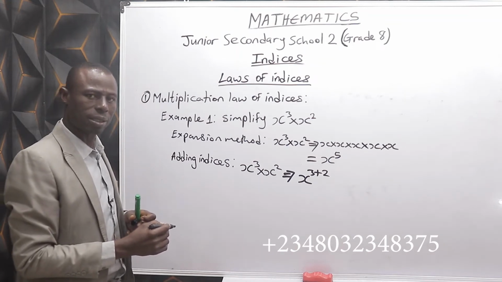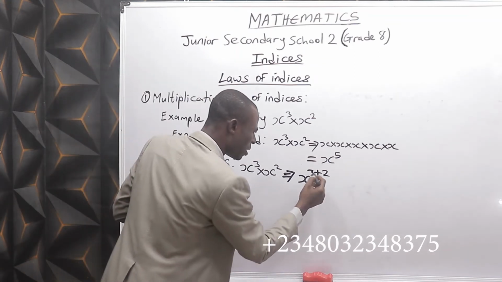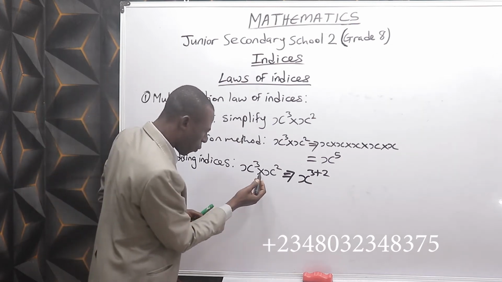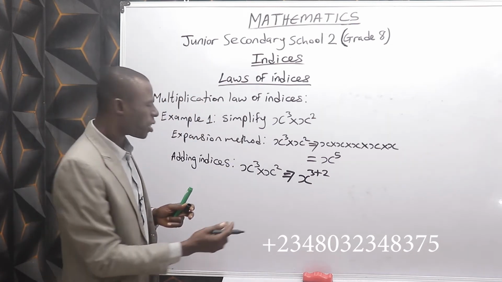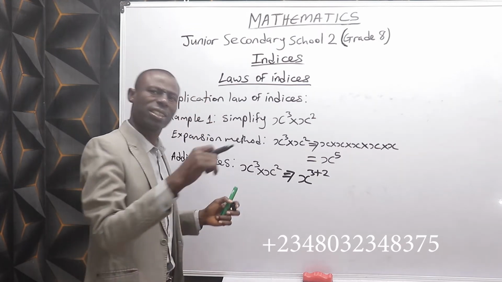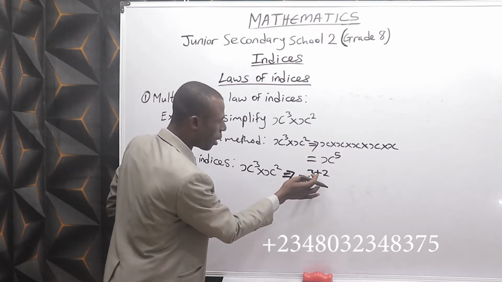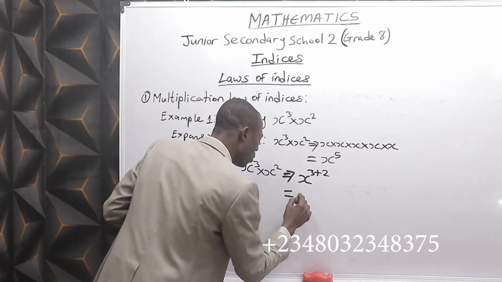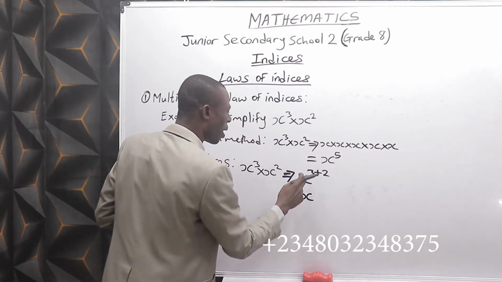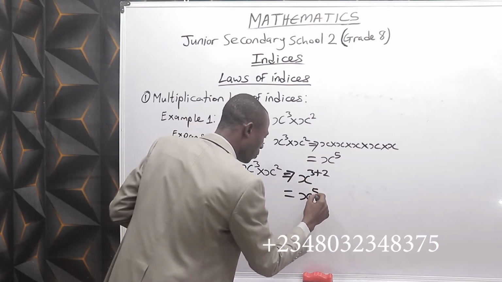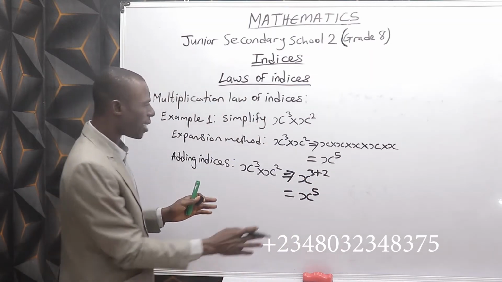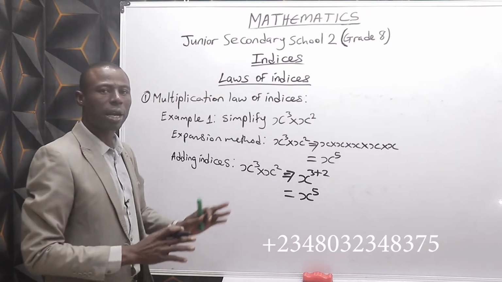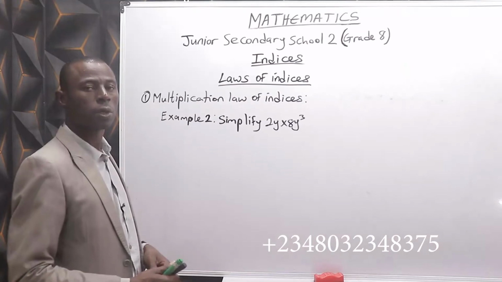Do you understand? The addition sign that is adding the powers together is gotten from the multiplication. It is the multiplication that changes to that addition in the exponential region. So we now have x raised to power 3 plus 2, that is 5. That's the answer. You can see that the two answers are the same, but by two different means.